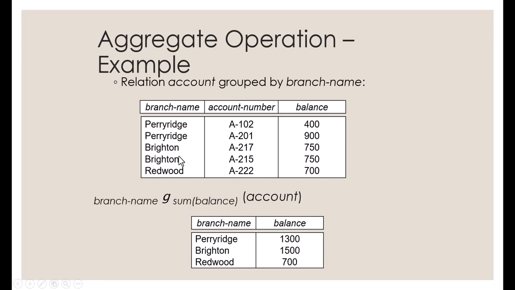Next one is Brighton and another Brighton. So we have 2 rows for the Brighton branch name. We're going to take the sum of these 2 values, which will give you 1500. Then the last one is Redwood. There's only 1, so it's going to return 700. So this is how you can group by one of the attributes. You could also have multiple using just commas.